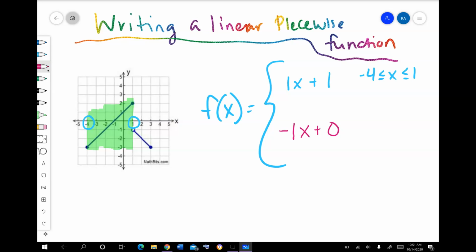Next one, here I go. I'm going to highlight this one. I'm going to use a different color, okay? When I highlight this one, I'm highlighting the x values between 1 and 3. You see that? 1 and 3. So 1 and 3, my x's are in between. Open dot means just a less than. Closed dot means a less than or equal to. And that's it. Okay? Let's do another one.